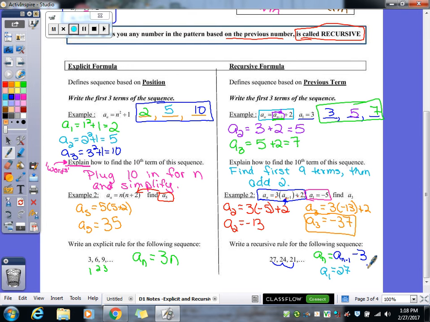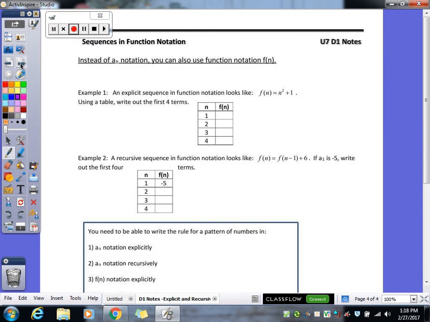So then our last page of our notes here is just simply telling you that our sequences can also be written in function notation. So instead of our a sub n, we could actually use f of n, and it means the exact same thing. It doesn't matter which one they decide to use that day, it's the same thing. So for this one, they used function notation, but it is still a sequence.